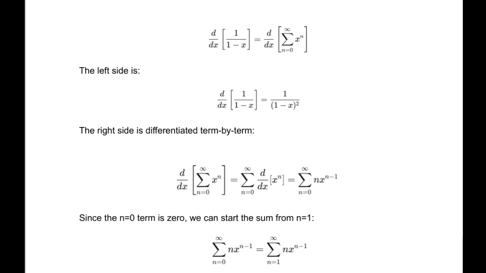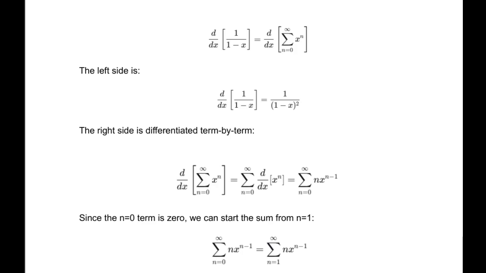So the left side is d/dx of 1 over 1 minus x, which equals 1 over (1 minus x) squared. The right side is differentiated term by term. So we now have the summation of d/dx of x raised to n, which equals the summation of n x raised to n minus 1.